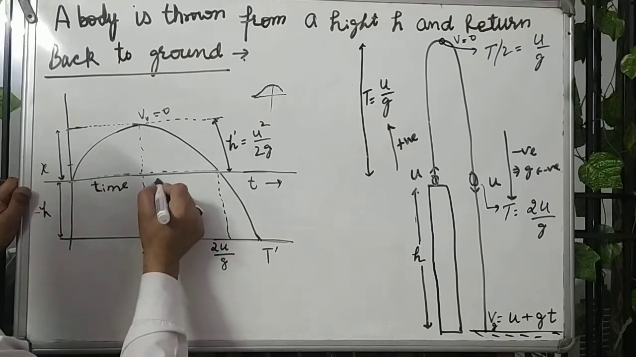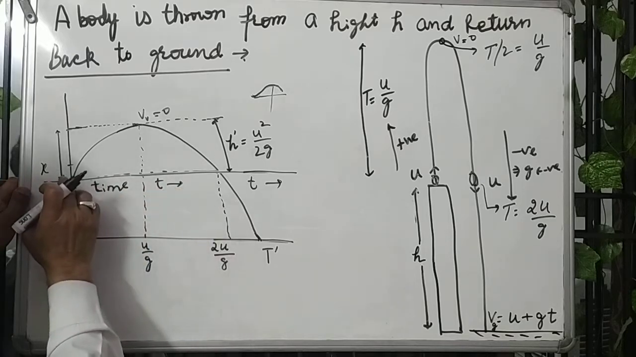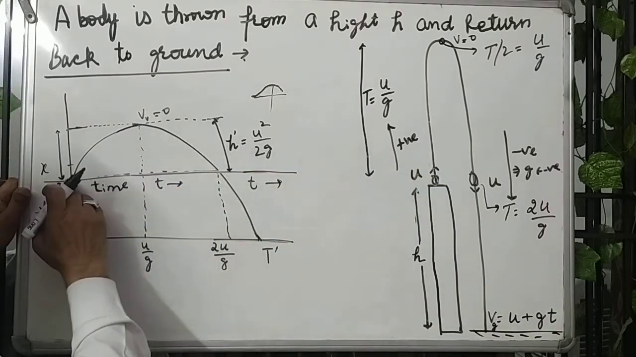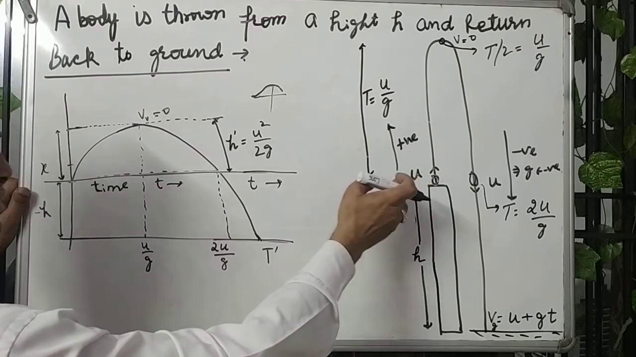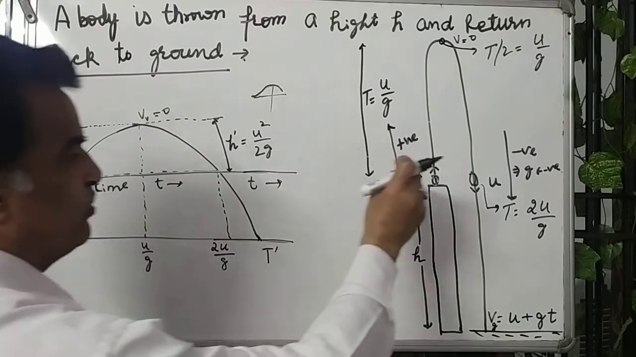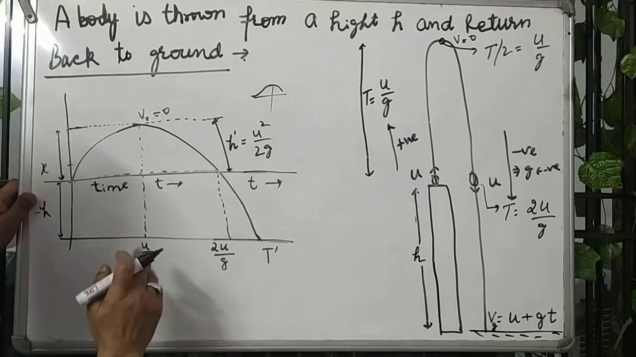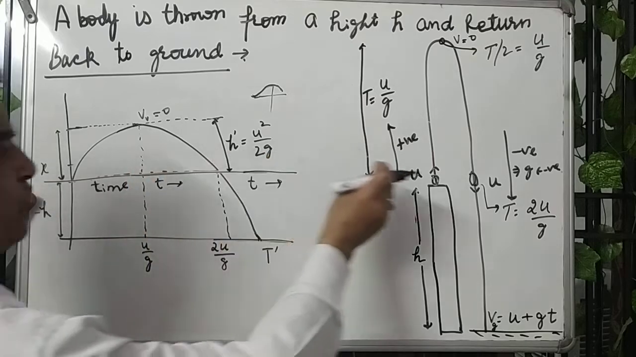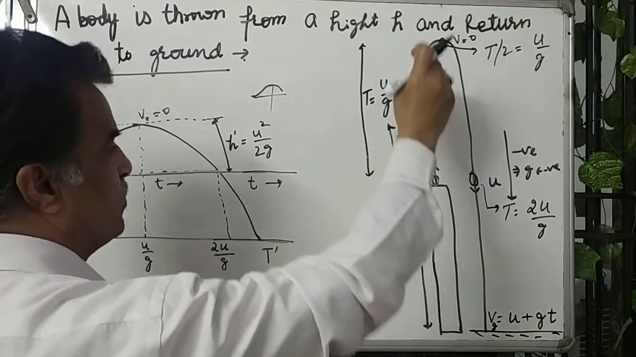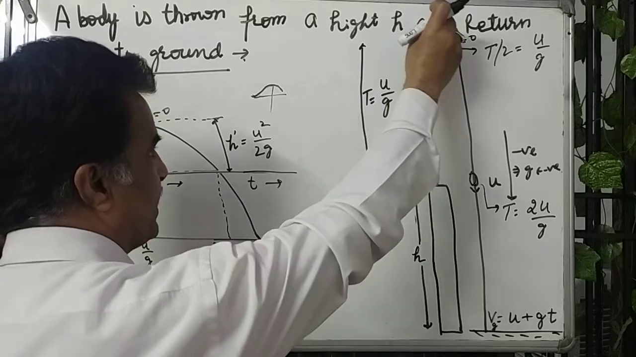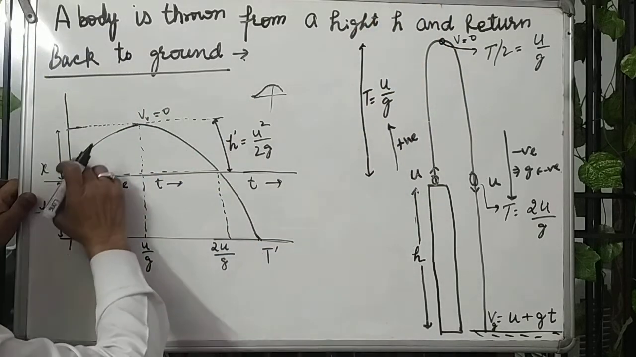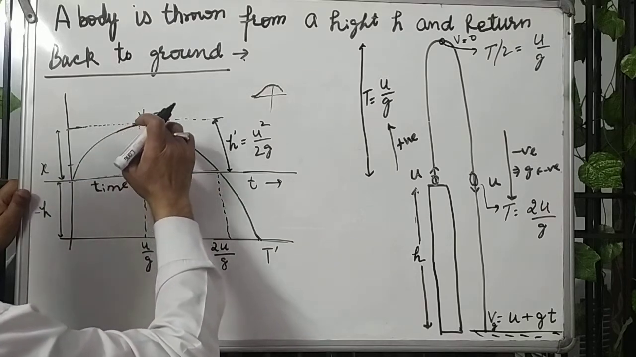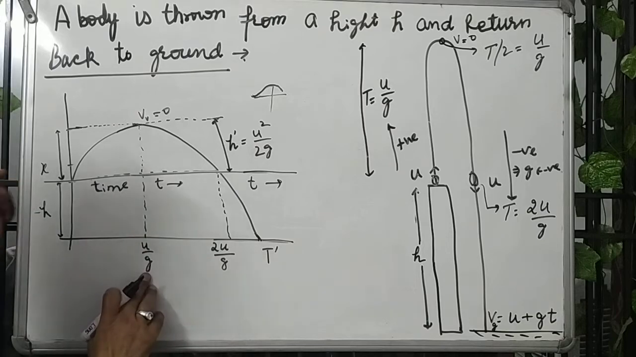So at t equals 0, the position is at this point, which I have taken as 0. When you throw the body upward, at time u upon g the body reaches this point, where velocity is 0, and then it retards. So this is the displacement-time graph. This is retardation, and at this point the velocity is 0 and the time is u upon g.